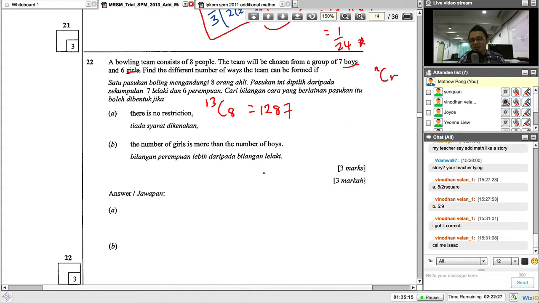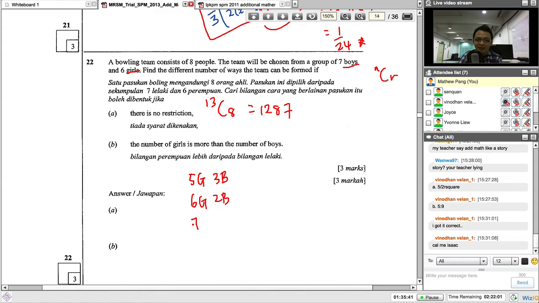Okay, the number of girls is more than the number of boys. So that means you must have more girls than boys. They want to form a bowling team of 8 people. So girls must be more than boys. That means I cannot have 4 girls, 4 boys. I must have 5 girls, 3 boys, or 6 girls, 2 boys.